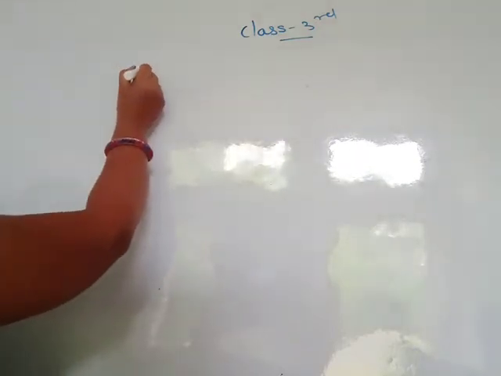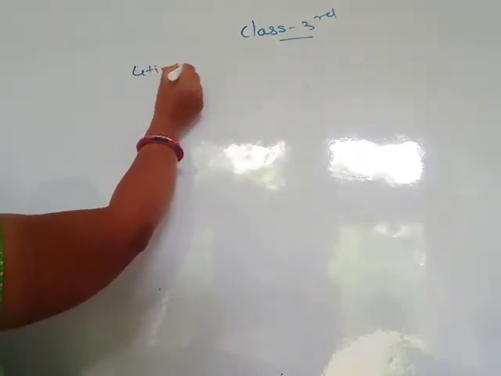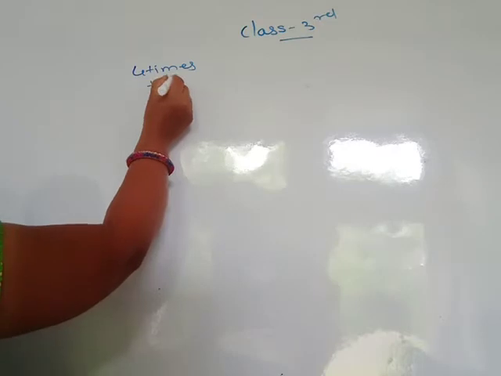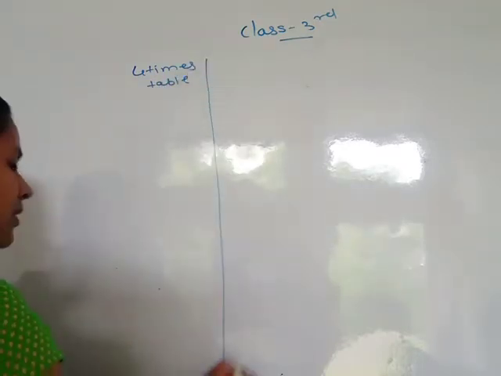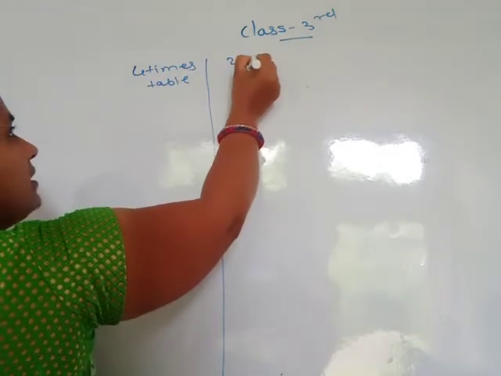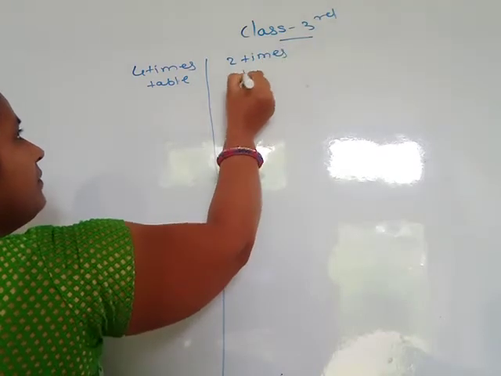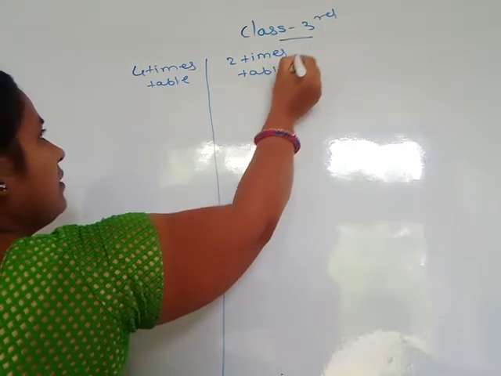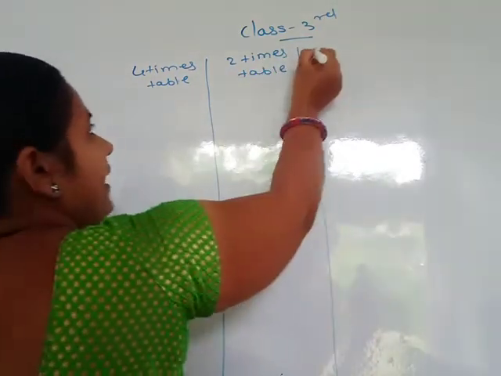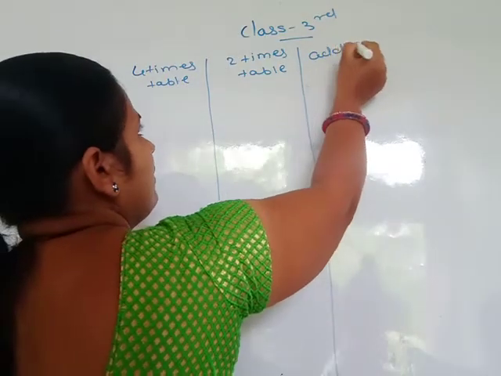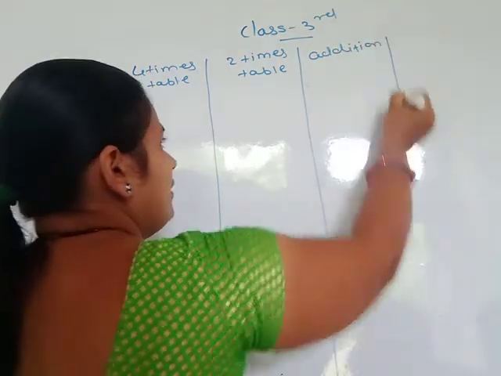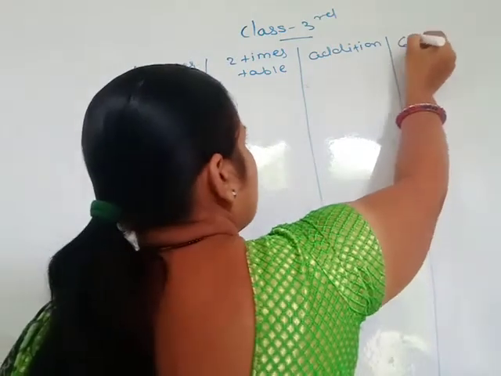See here. Here you write the 4 times table. Here write the 2 times table. And here write addition. And here write the 6 times table.